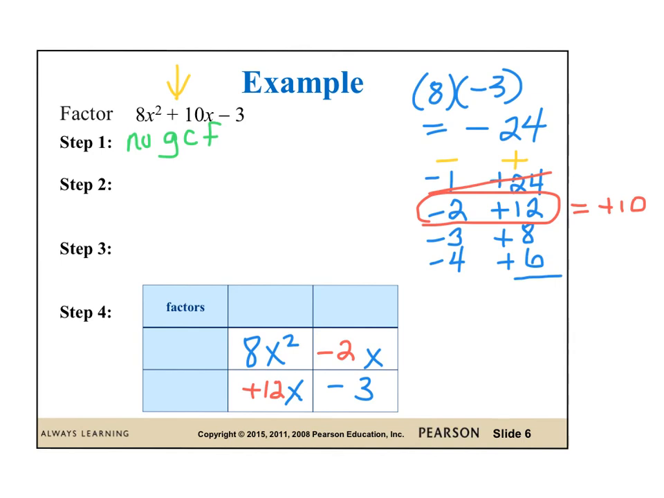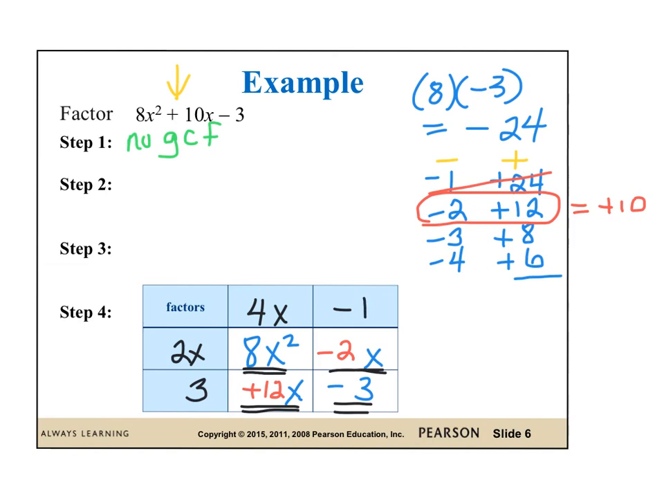And our greatest common factor for 8x squared and negative 2x is 2x. Greatest common factor for 12x and negative 3 is 3. Greatest common factor for 8x squared and 12x is 4x. And the greatest common factor between negative 3 and negative 2x is negative 1.